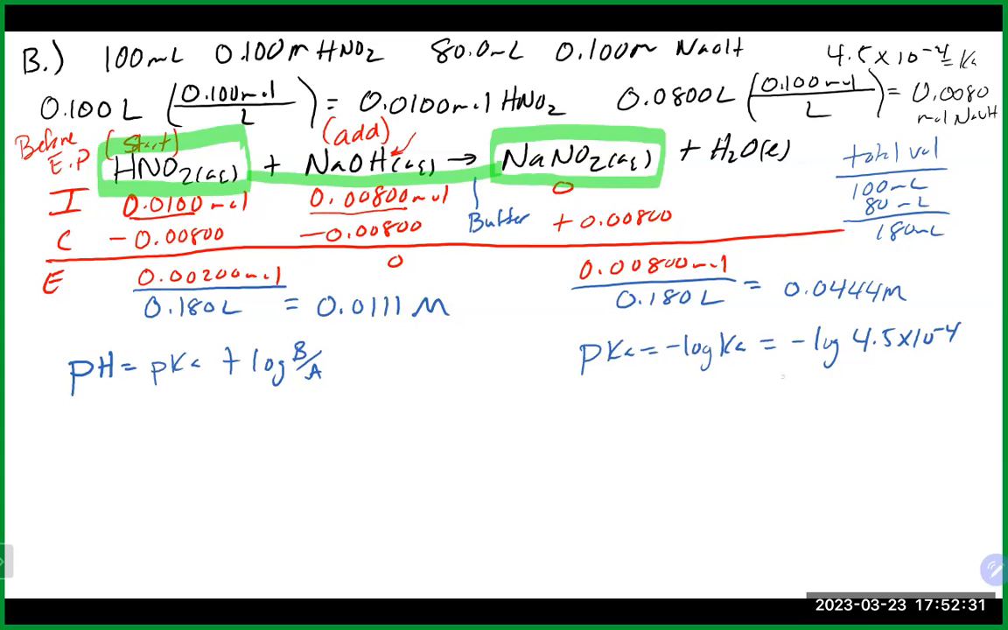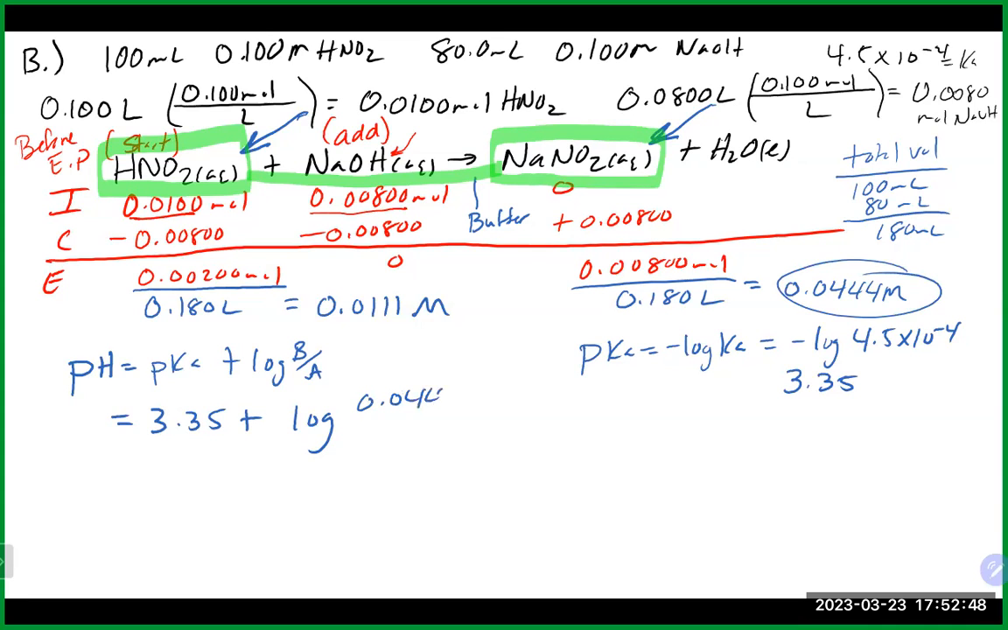That's going to give us a pKa value here. Looks like 3.35. So the pH would be 3.35 plus the log. Obviously, this is the acid, which would mean that would be the base, so we want to go with that one up on top: 0.0444 divided by 0.0111. Taking a little log action of it and adding it to 3.35 gets us a pH at this point in the titration of 3.95.